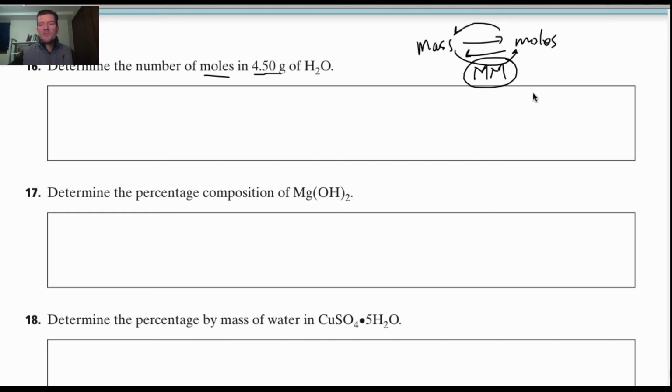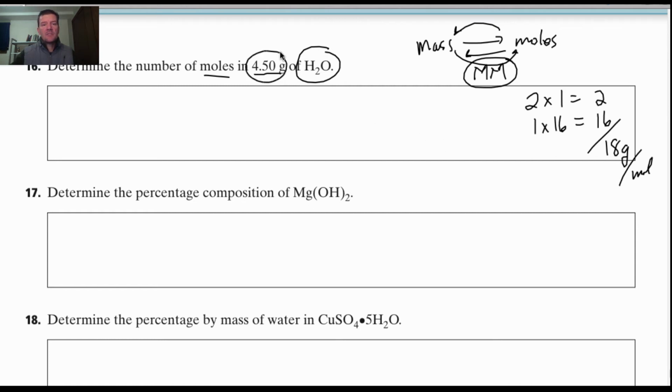So the molar mass of water, in this formula, you got 2 hydrogens. Molar mass of hydrogen is 1, so 2 times 1 is 2, and 1 oxygen. Molar mass of oxygen is about 16. So your molar mass of water is 18 grams per mole. Every mole is 18 grams. Well, we don't have 18 grams. So obviously we don't even have 1 mole. How many do we have?